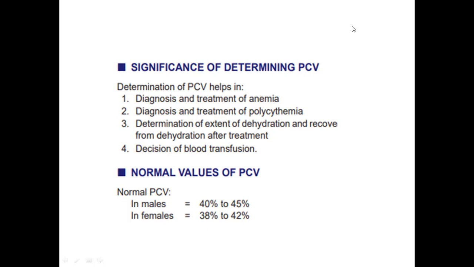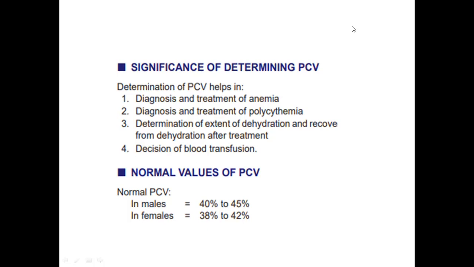So if a patient comes to you and you realize that the packed cell volume of that patient is decreased or increased, you would know whether the patient has anemia or not. Again, diagnosis and treatment of polycythemia. In the previous class, we talked about what polycythemia is, which is an increase in the amount of red blood cells, right? So if the packed cell volume of the patient increases, that could help you to diagnose if that patient has polycythemia or not.